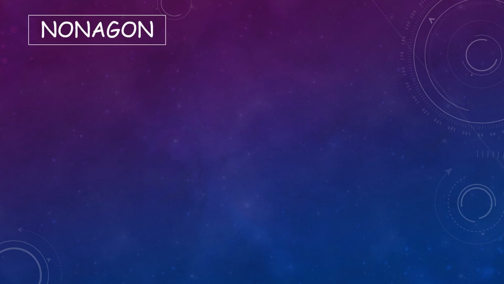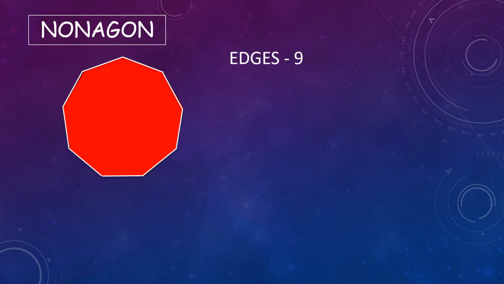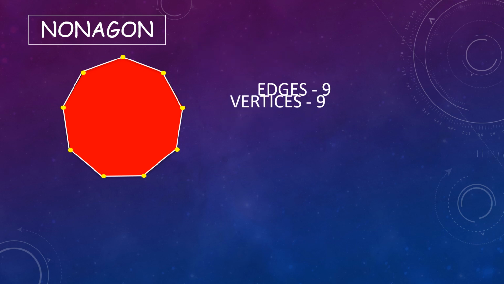Now nonagon. This is the figure of nonagon and let us count the edges. 1, 2, 3, 4, 5, 6, 7, 8, 9. There are 9 edges in a nonagon. Vertices. 1, 2, 3, 4, 5, 6, 7, 8, 9. There are 9 vertices in a nonagon.